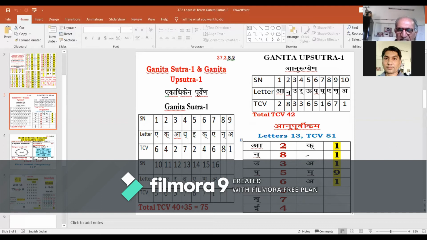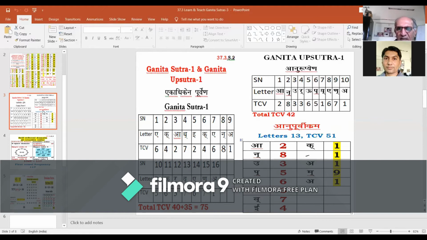The table as it is brings us face to face with the fact that it is a composition of 13 letters. It is parallel with the 13 Upsutras range. Therefore, Anupurvi Kram is bringing us face to face with a 13 letters composition, and these 13 letters are leading us to TC value 51.